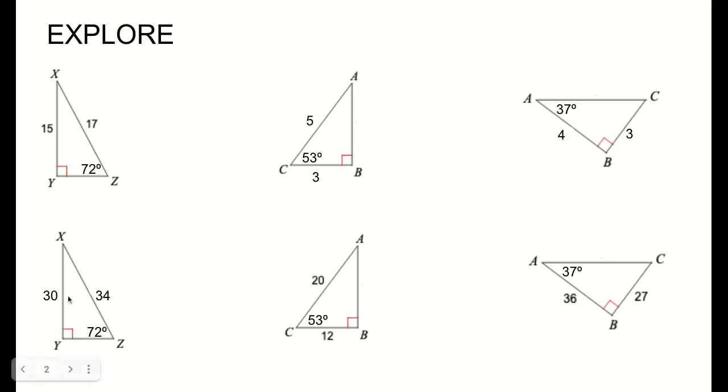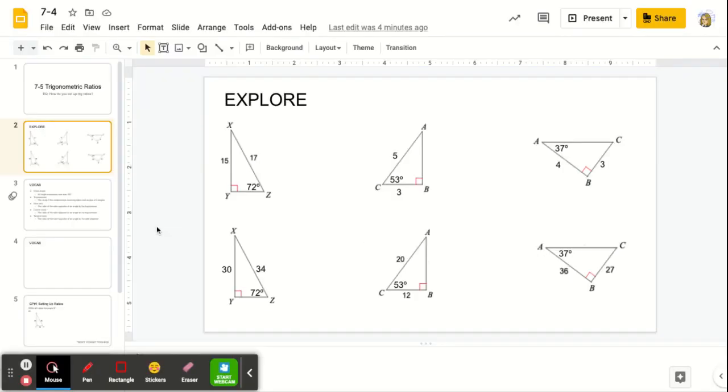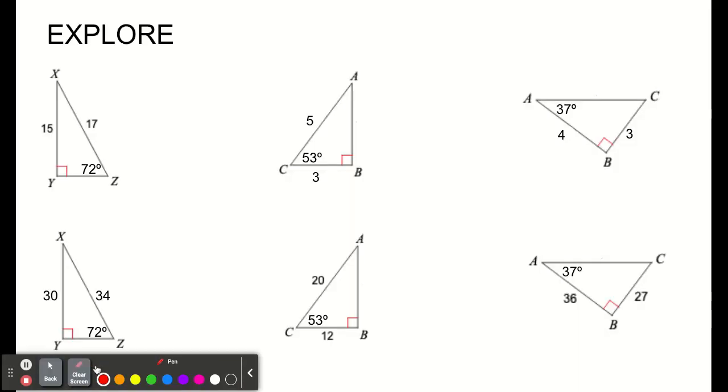So for this triangle here, we know that the sides, we have 15 over 17, and notice that we have this 72-degree angle. And we don't have this missing angle, but you'll notice that the 15 is opposite of the 72 and the 17 is the hypotenuse.